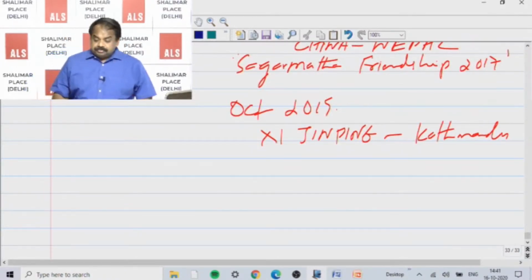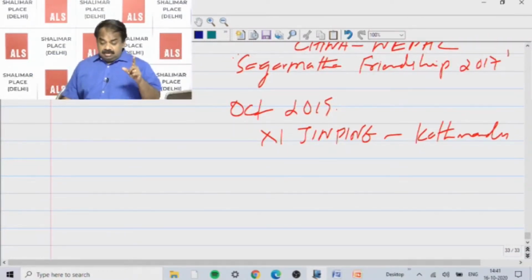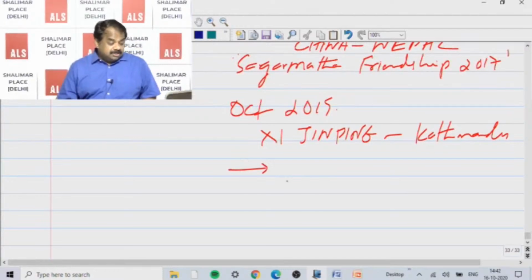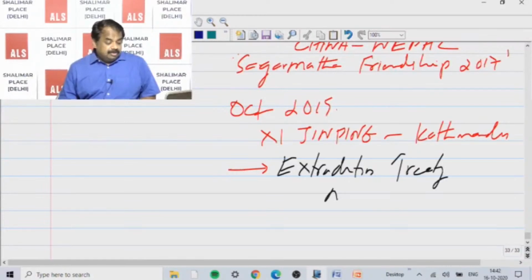But the expected extradition treaty between Nepal and China was not signed. It was expected that they would be signing an extradition treaty between Nepal and China, but it was not signed.